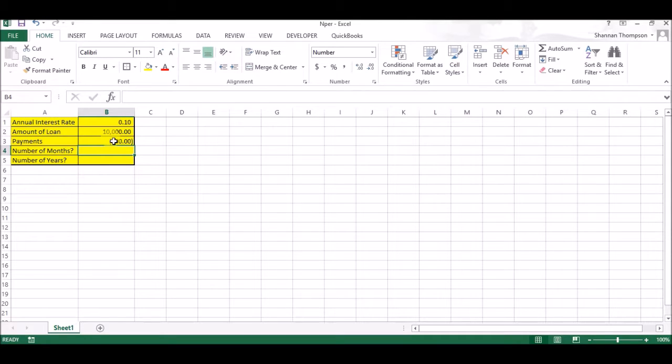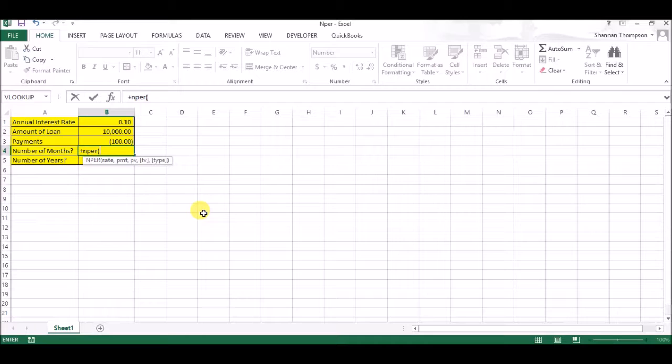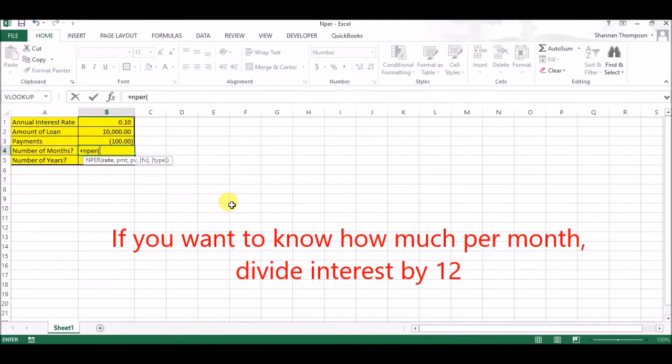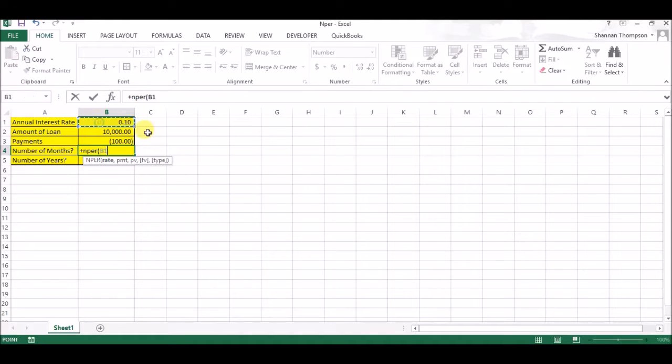So now that we have our information ready, I'm going to go ahead and start our formula. So the first part of this is going to be the rate. So this is the annual interest rate. If you want to know the monthly amount, the number of months that you're going to be paying this, you have to divide that annual interest rate by 12. So we're going to do 0.10 divided by 12. You could also do weeks, just divide it by 52, and you'll know how many weeks you'll have to pay on this loan.